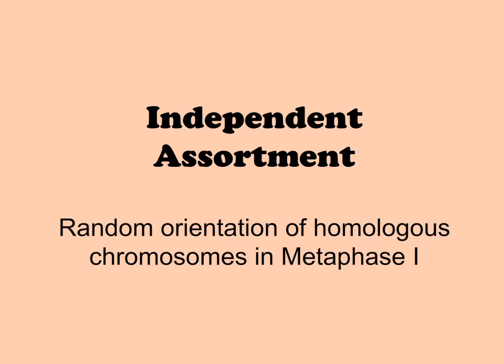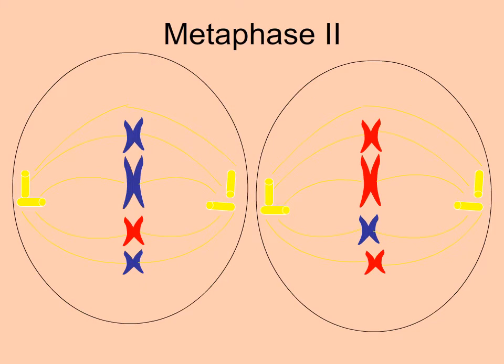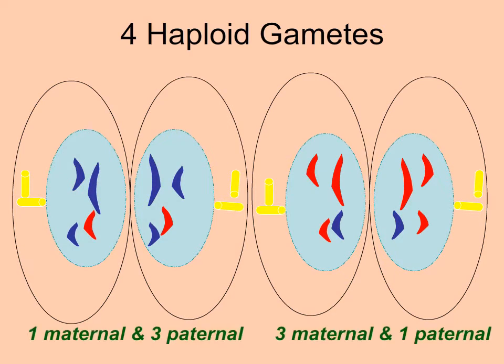This is the random orientation of the tetrads during metaphase 1. Let's take this cell. If the homologous chromosomes are arranged this way, we will have this combination of maternal and paternal chromosomes in metaphase 2. At the end of meiosis, we end up with 2 cells that have 1 maternal and 3 paternal chromosomes, while the other 2 have 3 maternal and 1 paternal.